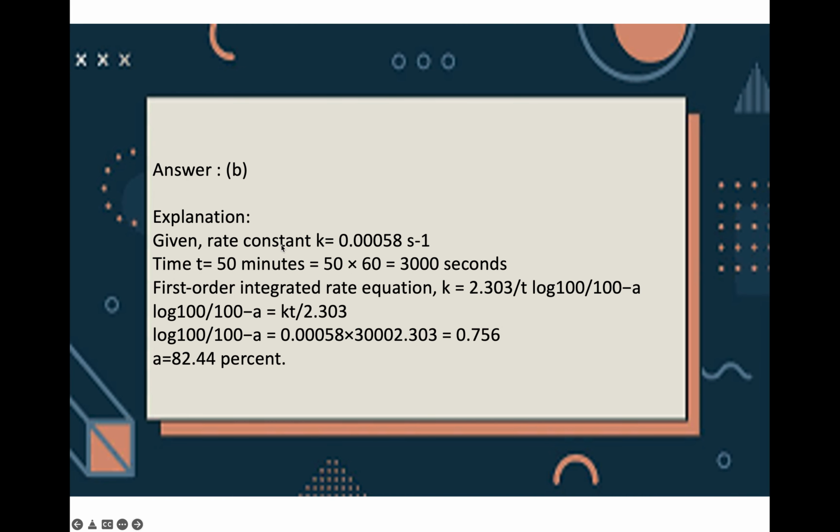How do you get it? Rate constant is given in the question. Time is in minutes, convert that into seconds, and just substitute in this equation. Here what you get is log 100 by 100 minus A equals K into T by 2.303. You are now rearranging the equation. Now log 100 by 100 minus A, just substitute all these values, you will get 0.756. Then calculate the percent from here, you will get 82.44.